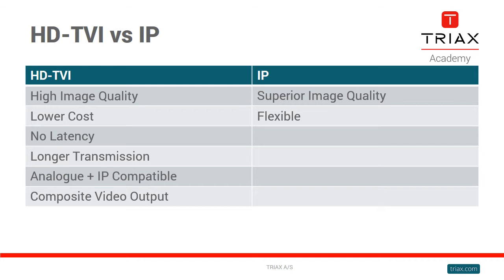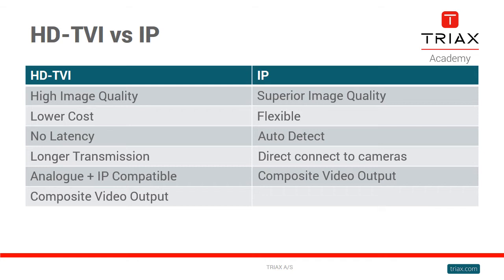PoE-enabled switches can be used. The Triax range of IP cameras automatically connect to our IP recorders, eliminating complex configuration on both the cameras and the recorder. It is possible to connect directly to our IP cameras. The cameras can be used as standalone. The IP recorder can deliver composite video output that can be modulated onto the local TV system.